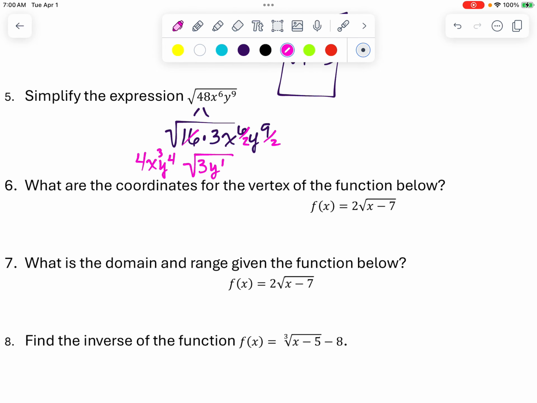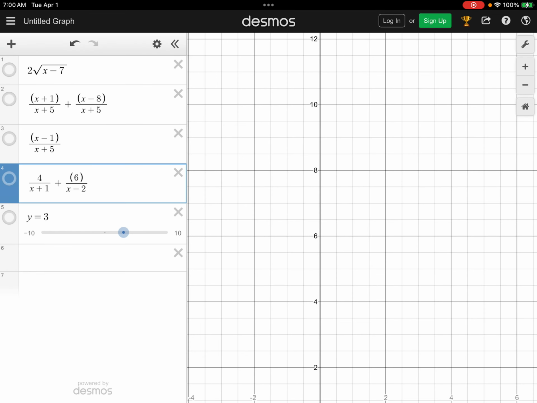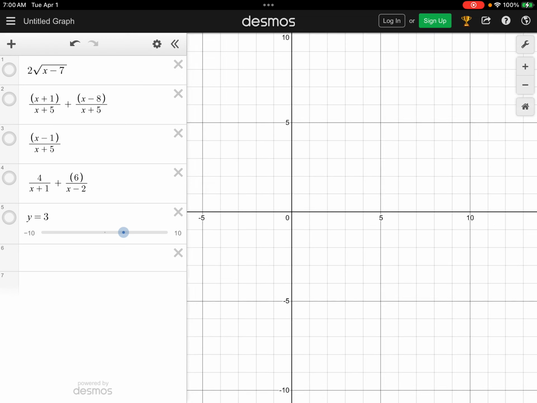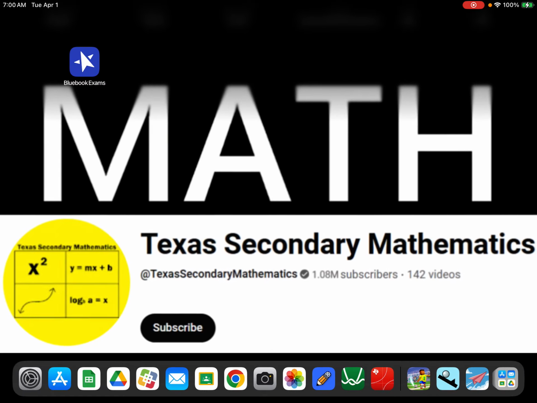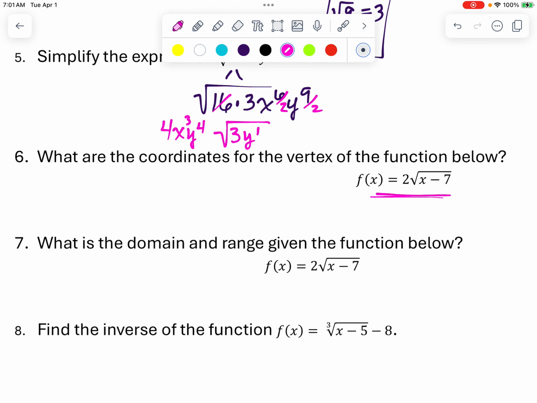What are the coordinates? Number 6, what are the coordinates for the vertex of this particular function? All right, let's graph that in Desmos. I already have it in my input box 1. And the vertex is simply where this particular graph starts. Well, you can see right here that the vertex is a very easy question. It's at 7, 0. If it were a quadratic, it would be either the highest point or the lowest point, but since this is a square root, it shoots off to the right. My vertex is at 7, 0. It's where the graph begins, where it's born.